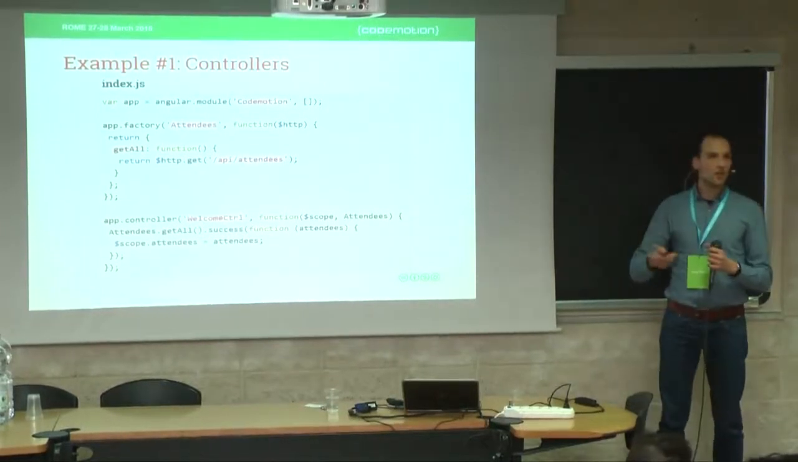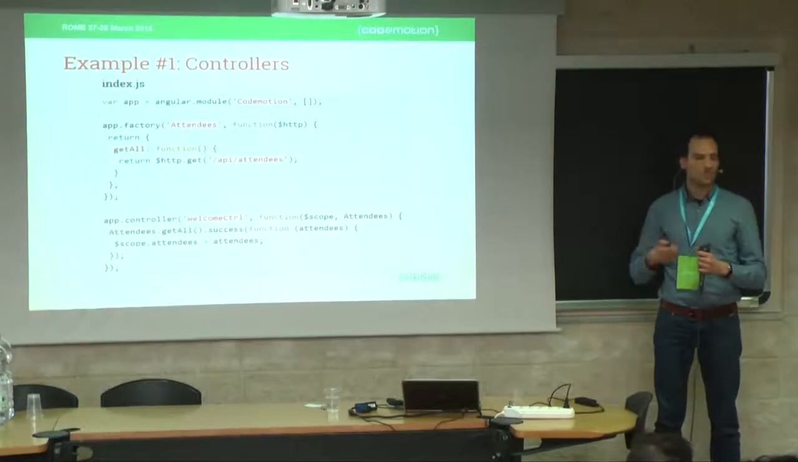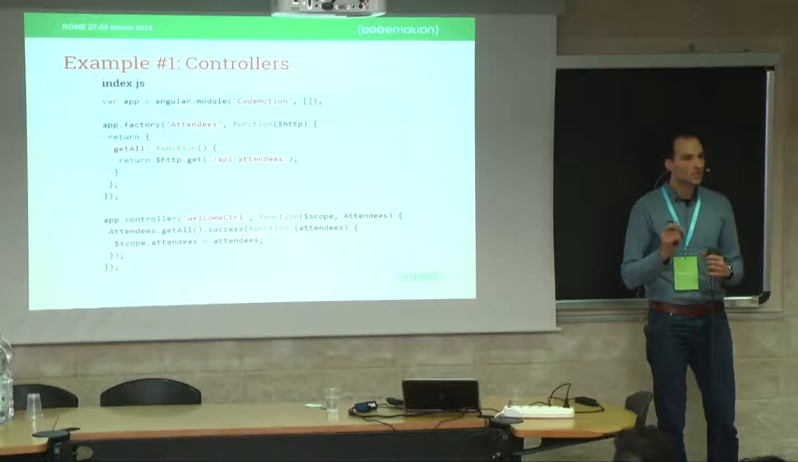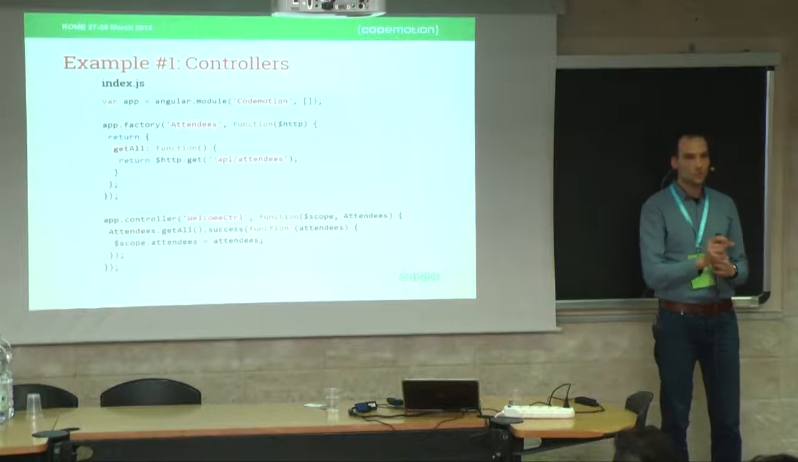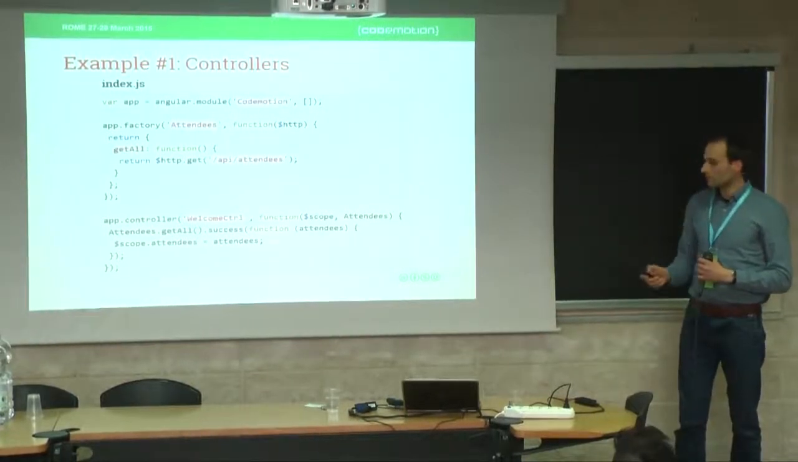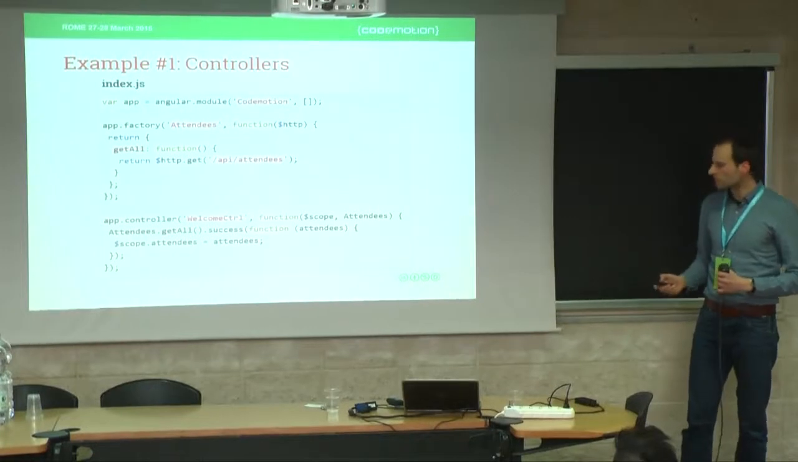We contact maybe our API, our REST service, and then we just provide the data that we get as JSON. We have this controller that communicates with our service, and it just propagates the data to the so-called scope. So scope, this is our model. This is the glue between the controller and the view that we are going to use. So we have put our, let's say, attendees in the scope.